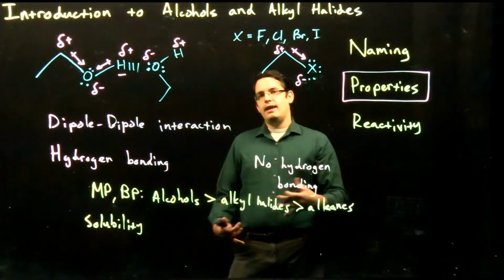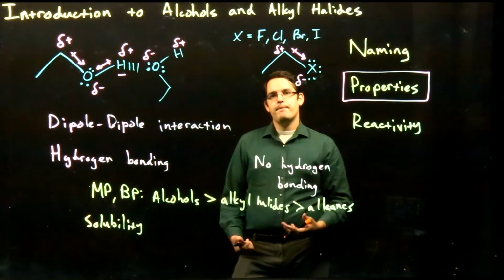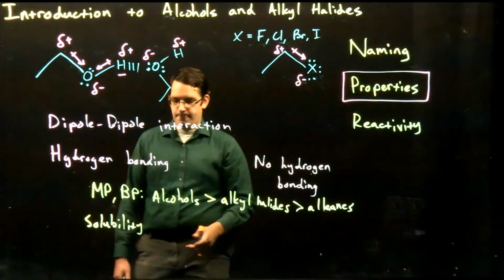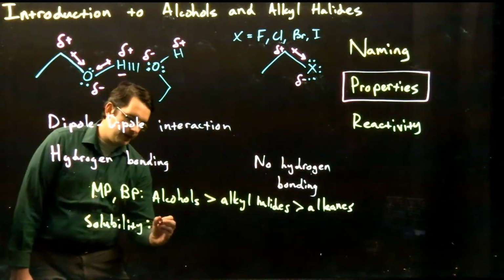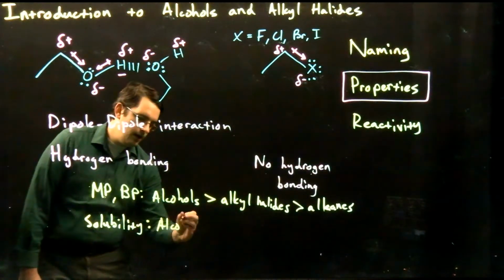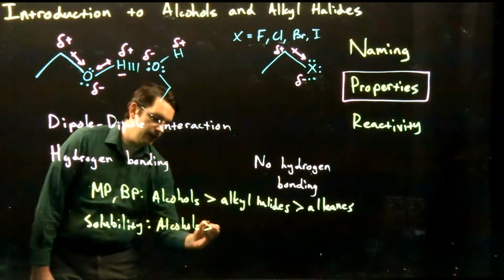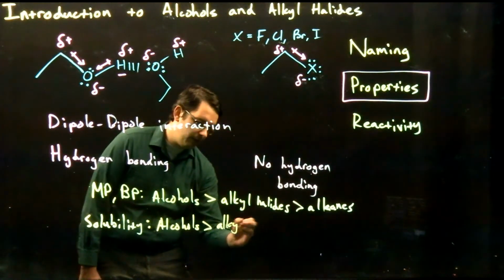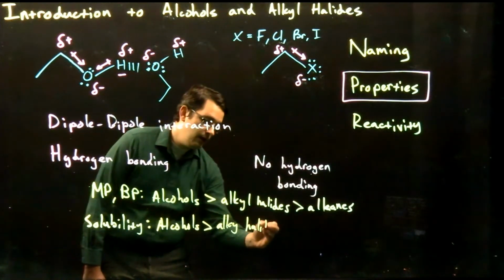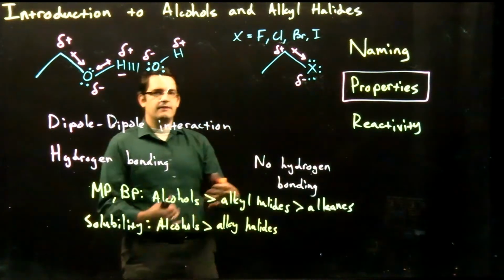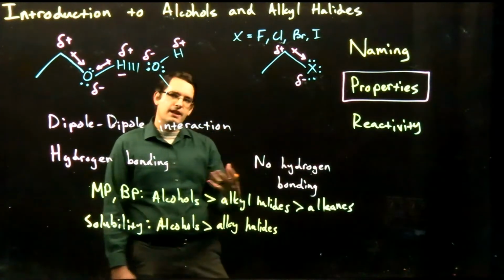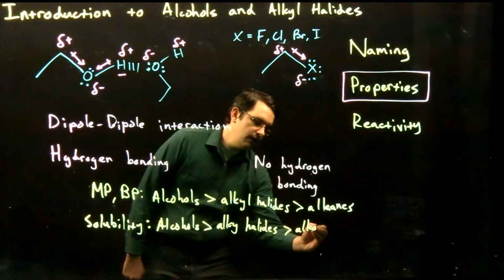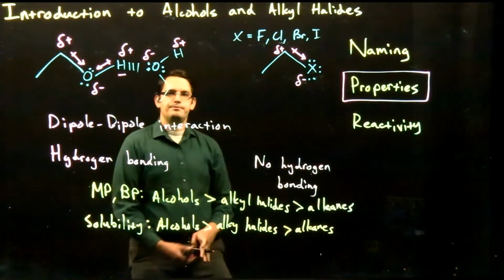Alkyl halides, they can't hydrogen bond with our water, and so they don't mix as well with water. They're not as soluble. So in terms of our water solubility, we get the same basic trend. Alcohols tend to be relatively soluble, and those are much more soluble compared to alkyl halides. Alkyl halides can be a little bit soluble because they can use those dipole-dipole interactions to interact with water somewhat. And of course, alkanes aren't really soluble at all.